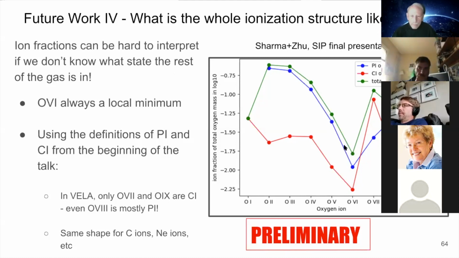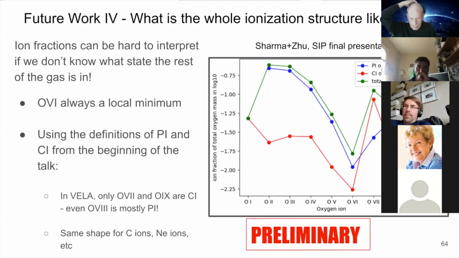You always have less oxygen 6 than you do oxygen 7 or oxygen 5. And even more strikingly, if we apply our definitions of PI and CI from the beginning of the talk, most of these ions end up being photoionized. Oxygen 2 through 6, and even oxygen 8 end up being mostly photoionized according to that definition. Whereas collisional ionization really only is dominant on 2 states, oxygen 7 and oxygen 9.